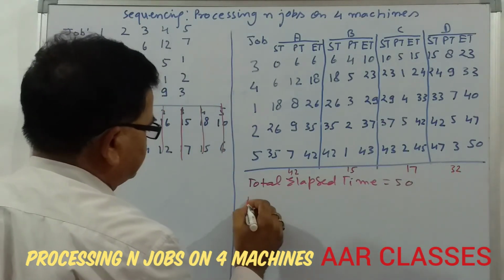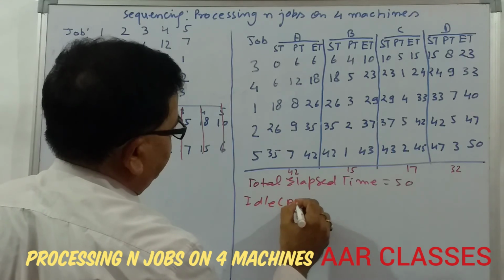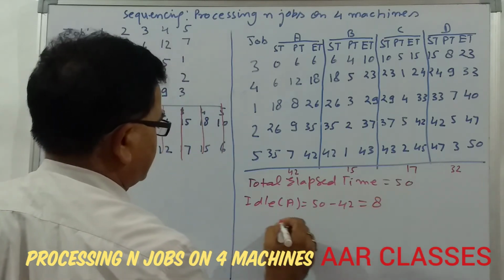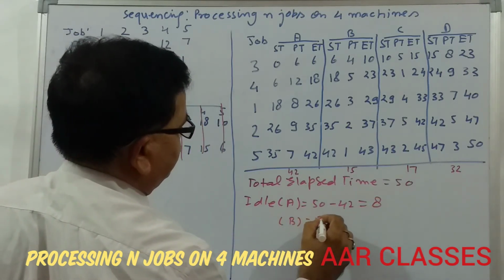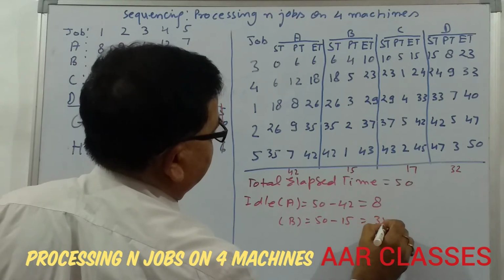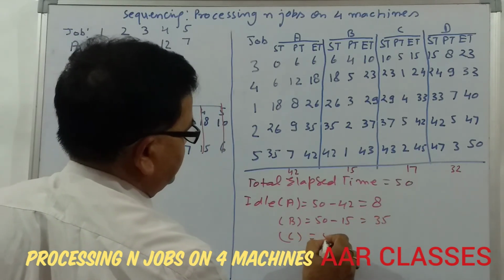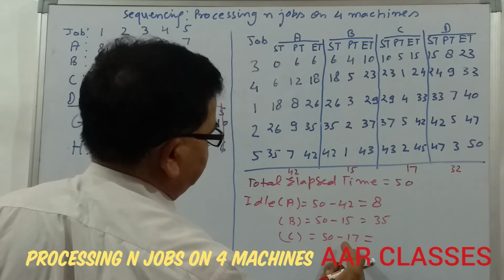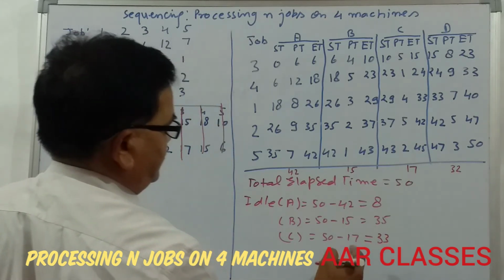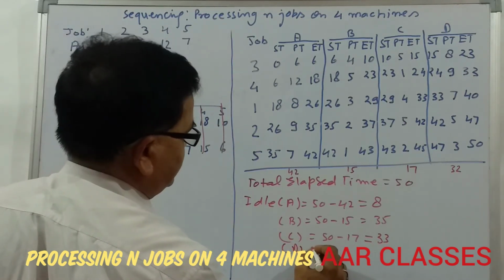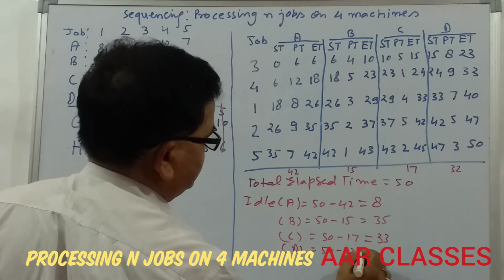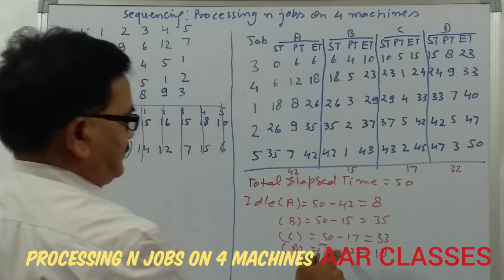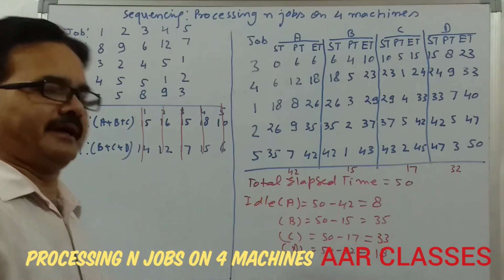So idle time for machine A, that is 50 minus 42, 8 hours. For machine B, this is 50 minus 15, 35 hours. For machine C, that is 50 minus 17, so this is 33. For D, this is 32, so it is 18 hours. That's how we can calculate idle time.